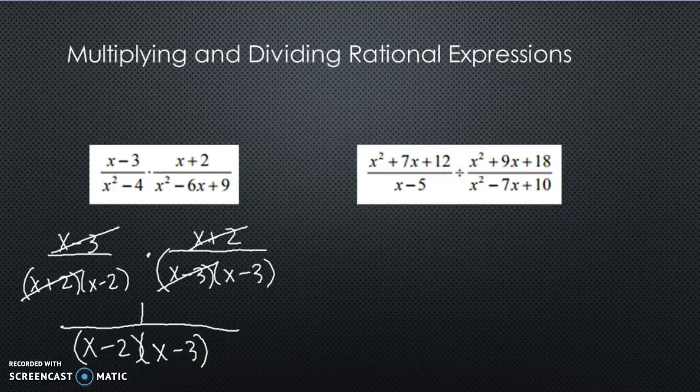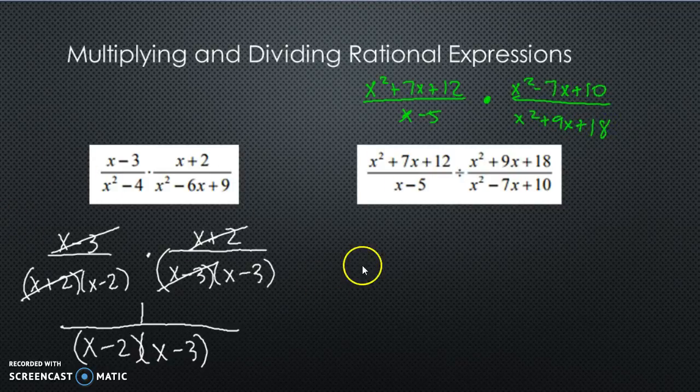For the second one, I'm dividing. So my first step when I divide is to flip my second fraction, because I'm going to multiply by the reciprocal. So it's going to become x squared plus 7x plus 12 over x minus 5, times x squared minus 7x plus 10 over x squared plus 9x plus 18. Then I'm going to do the same thing we just did for that first example.